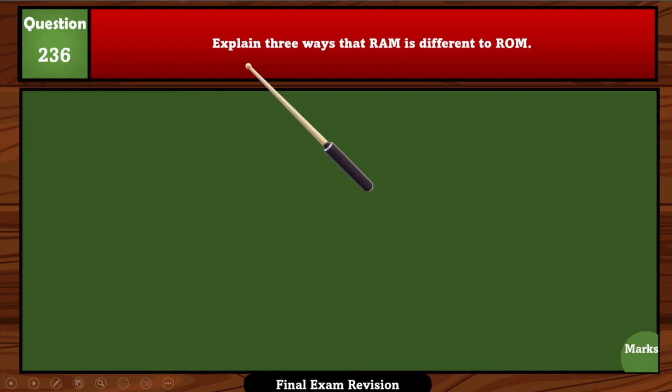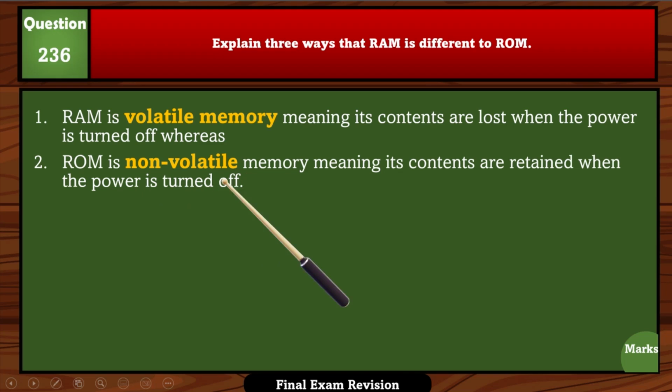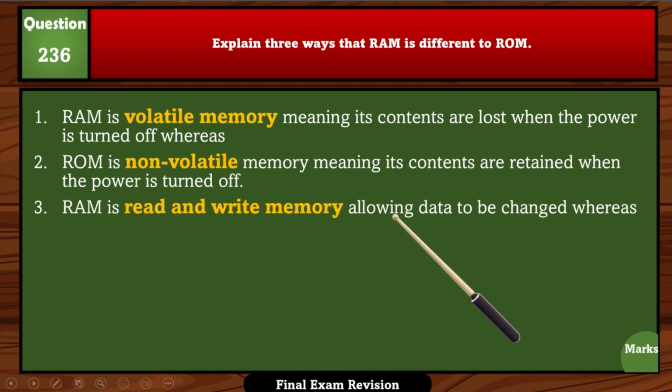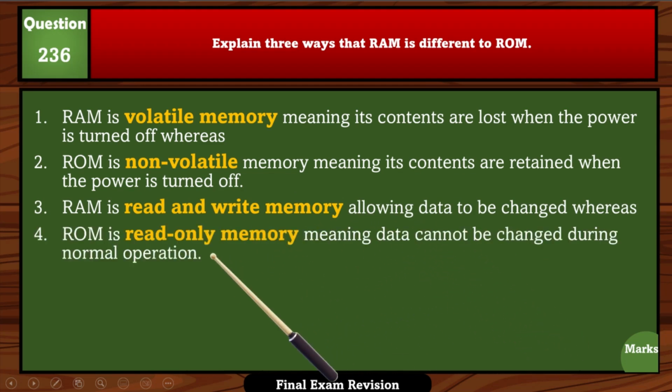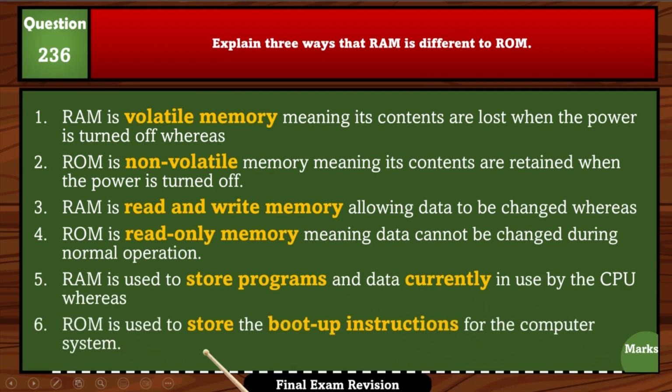Question 236, explain three ways that RAM is different to ROM. RAM is a volatile memory, meaning its contents are lost when the power is turned off, whereas ROM is non-volatile memory, meaning its contents are retained when the power is turned off. RAM is read and write memory, allowing data to be changed, whereas ROM is read-only memory, meaning data cannot be changed during normal operation. RAM is used to store programs and data currently in use by the CPU, whereas ROM is used to store the boot-up instructions for the computer system.